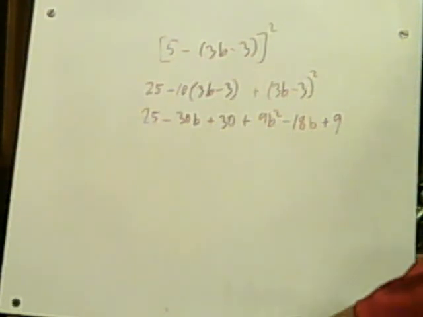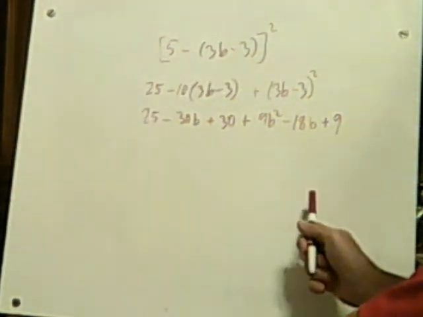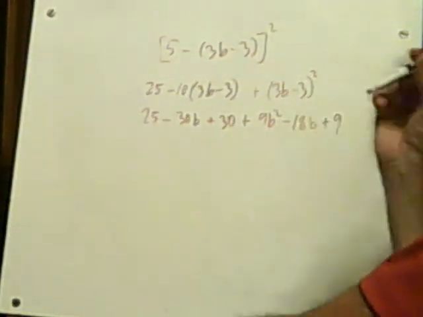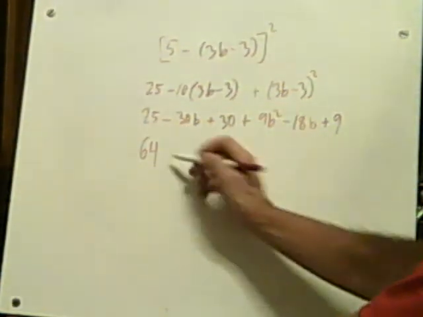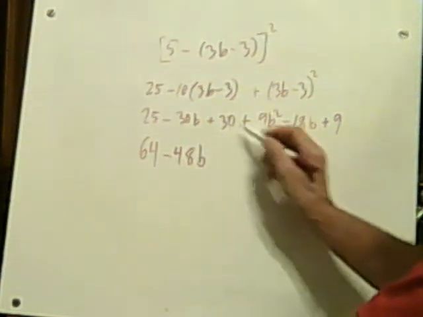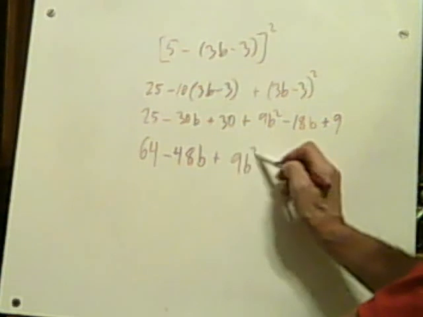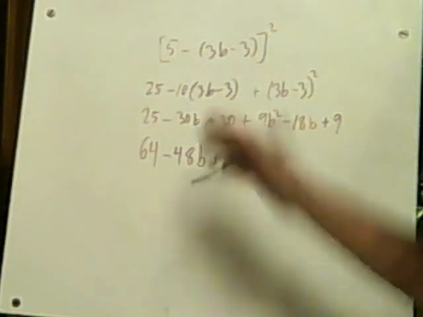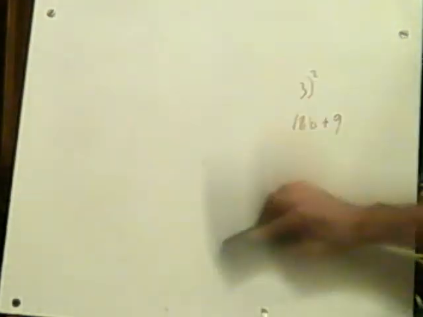Now, I'm going to look to combine the like terms, such as 25, 30, and 9. That's 55 plus 9 more, 64. Then I'm going to take the minus 30 and the minus 18, that's minus 48b. Then I'm going to take the 9b squared. Okay, that's all equivalent to that. I just expanded it and combined the like terms. Okay, that was number 40. I think that's what they would like you to do in this chapter.